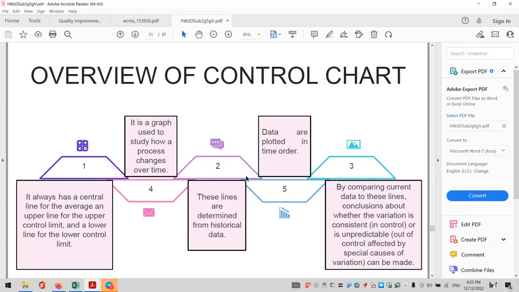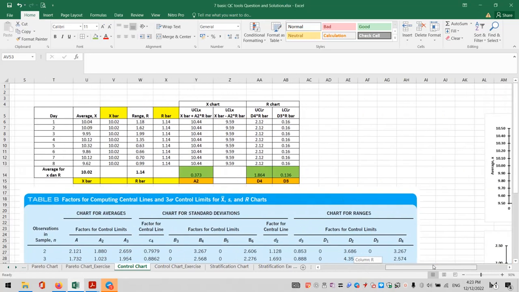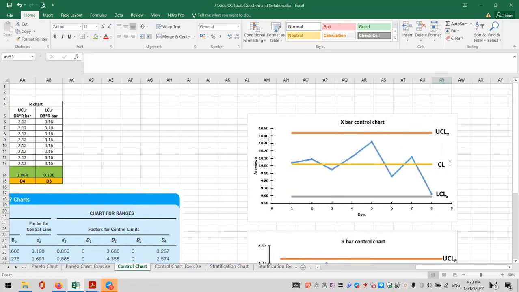So it always has a central line, or we call it CL, for the average, an upper line for the upper control limit, and a lower line for the lower control limit, like this. Okay, here we call this the central line. Here is the upper control limit. Here is the lower control limit. Okay.